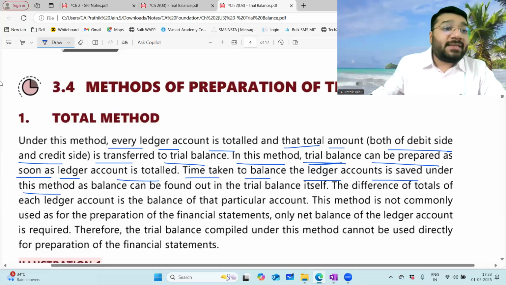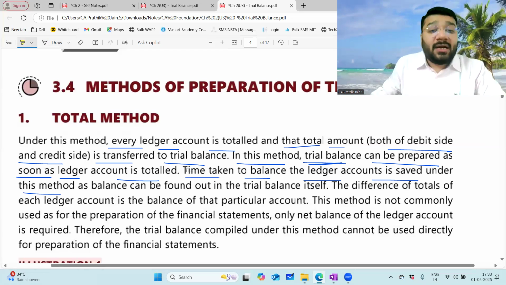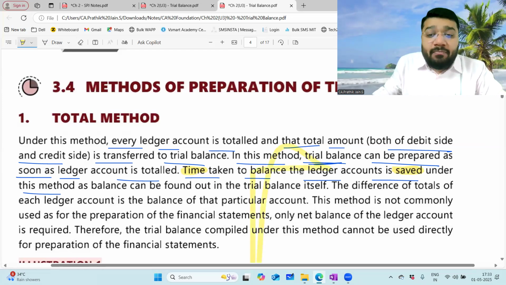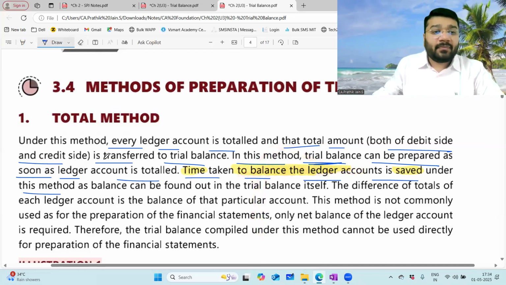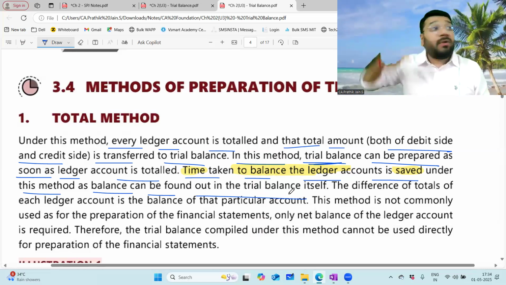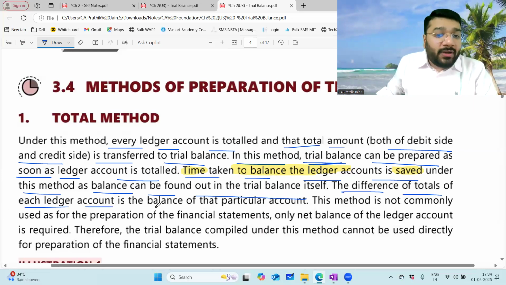Very good. So now please take a highlighter, not a highlighter, a pencil, and highlight this point. In this, the advantage is that we save time. Time saved. What time are you saving? Time taken to balance the ledger is being saved. Any problem? Okay. Time taken to balance the ledger account is saved under this method, as the balance can be found out in the trial balance itself. So how do you get the balance? The difference column, what we calculated, that itself is the balance. The difference of the total of each ledger account is the balance of that particular account.